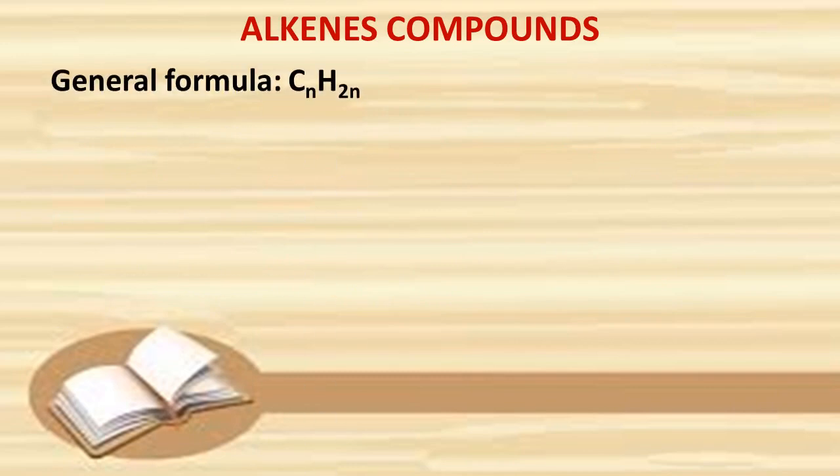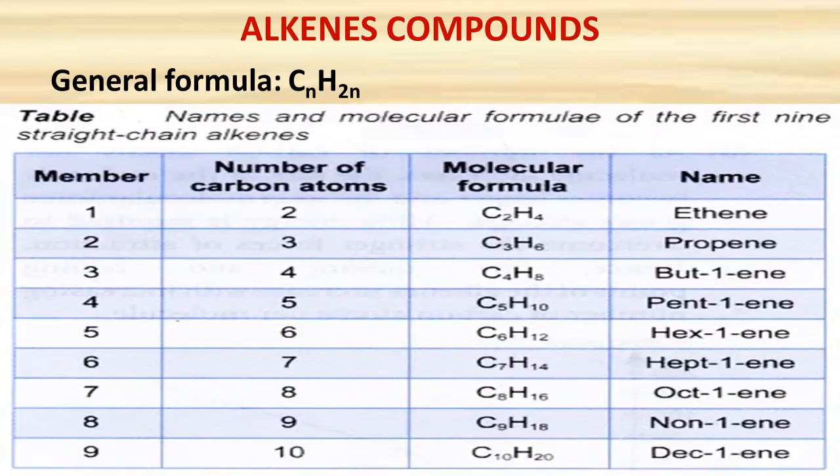Now let us look into the compounds of alkenes. As the alkanes have a general formula, alkenes also have a general formula, which states CnH2n. Remember students, the general formula of alkenes is CnH2n. Similarly, n stands for the number of carbon atoms. If n is equal to 1, there is no such compound. It starts with 2 carbon atoms, so we have to substitute n as 2. If n is equal to 2, the molecular formula becomes C2H4. The name of the compound is ethene.